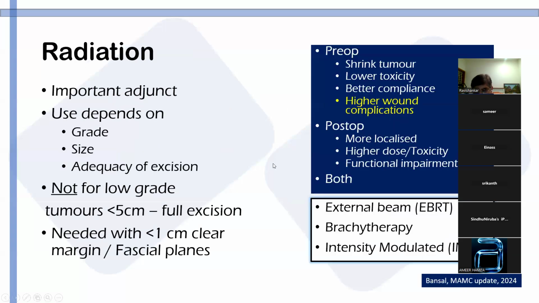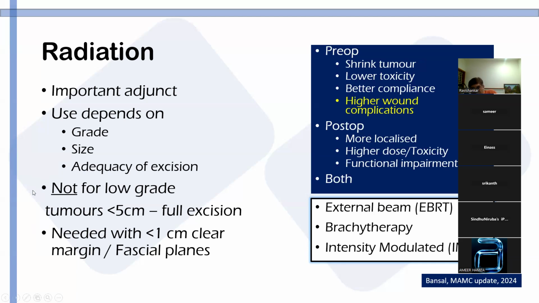Okay. I will run through the radiation and the chemotherapy part of it. It's an important adjunct, but not the primary treatment. Primary treatment still remains surgery. Its use depends on the grade, size, and the adequacy of excision. Even if you have had a very adequate excision, if the grade is high, as determined by the pathologist, it will be probably safer to give radiotherapy.